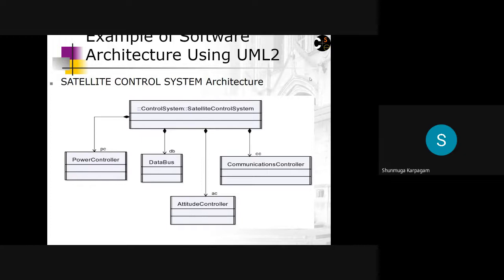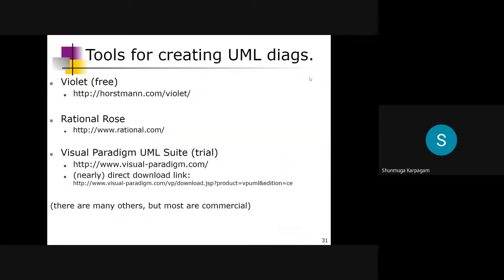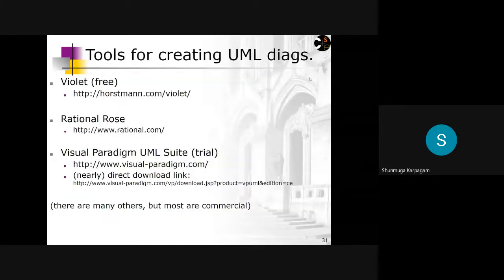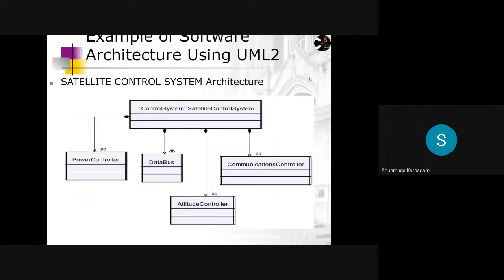So go through some more examples here. Satellite control system. Okay, so those are the tools I already told you. We can use Rational Rose or we can use a number of commercially available open source tools. We will see one of the tools in tomorrow's class.